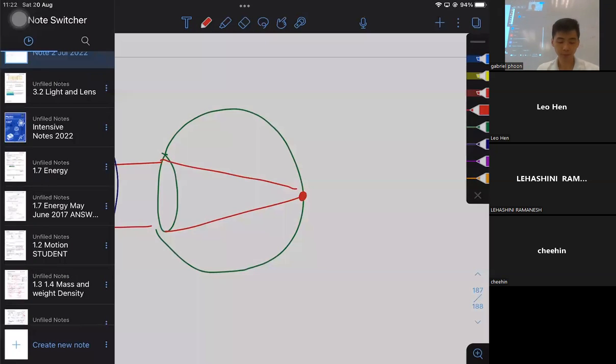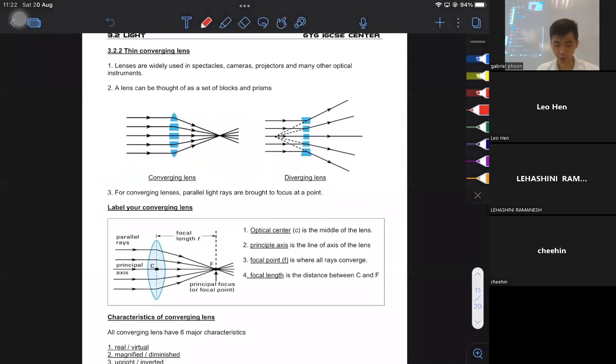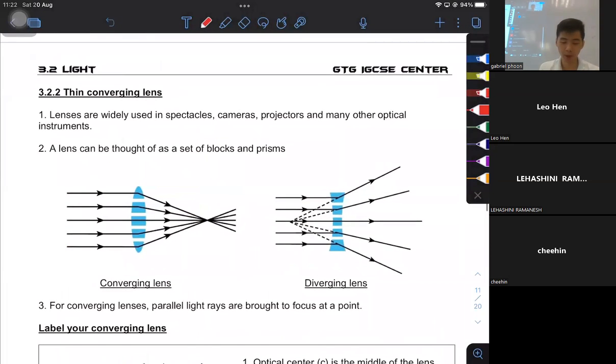Having said that, if you look at these statements here, statement number 1: lenses are widely used in spectacles, cameras, and projectors, like this one here, and many other optical instruments. A lens can be thought of as a set of blocks of prisms that is basically converging the light rays to hit exactly one particular spot. Once we identify where that spot is, we will put a screen here so that we will have a perfect, clear image onto the screen.